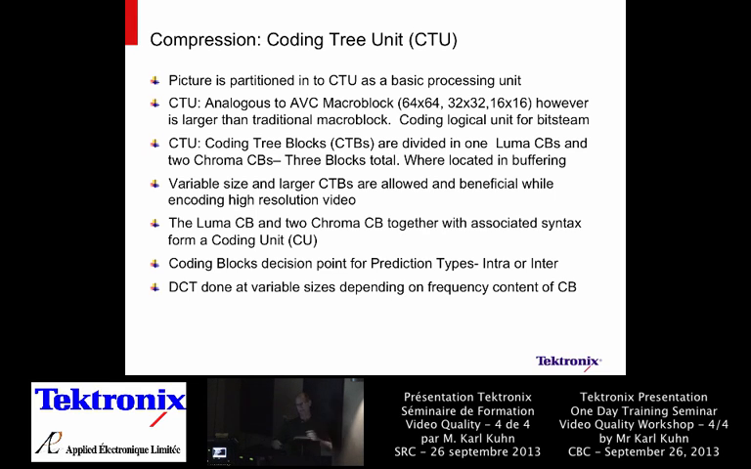Because MPEG-2 treats the picture as if all picture elements are pretty much equal. HEVC says, where is the human eye drawn? That's detail and motion, usually towards the center of the screen.